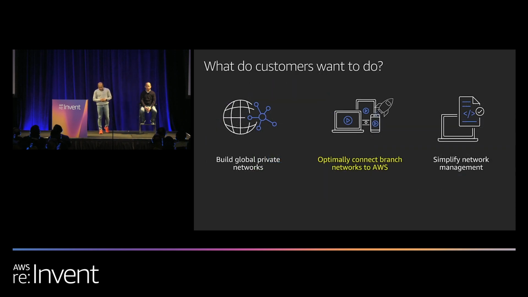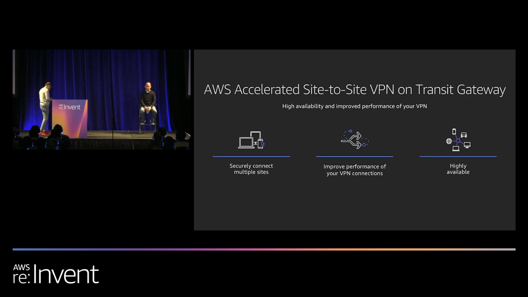Then we come to the second part of it. How do you optimally connect your branch office into AWS? So, Site-to-Site VPN, I'm sure many of you have used it. Site-to-Site VPN is a fully managed IPsec connectivity solution we provide to our customers for your branch office to connect into AWS. It has availability built into it.